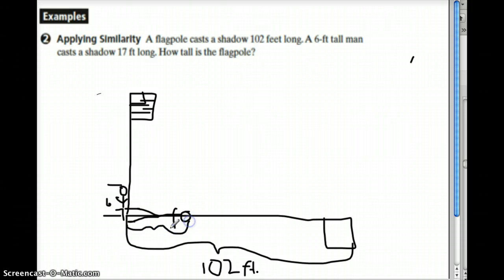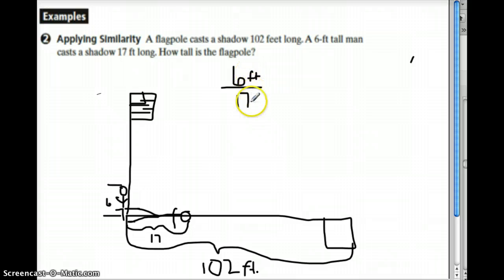Okay, so we want to figure out how high that flagpole is without climbing up the flagpole to see how high it is. So we can set up a proportion. I'm going to use the man's height, which is 6 feet, over his shadow. Do you see how I set up my first proportion, my first fraction?